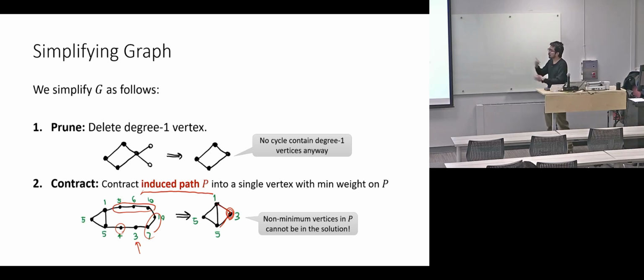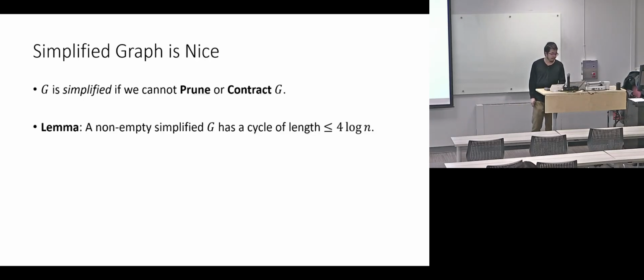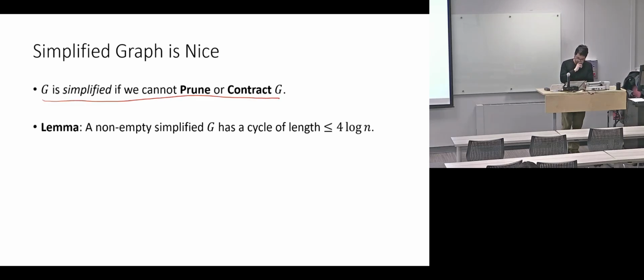And then I'm going to just keep doing this operation, simplifying the graph. I say that the graph is simplified if we cannot prune or contract. And now my claim is that once you get a simplified graph that is not empty yet, this graph must have a short cycle. How short? Like 4 log n.